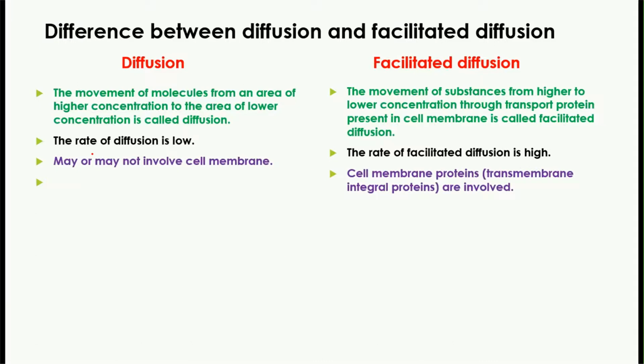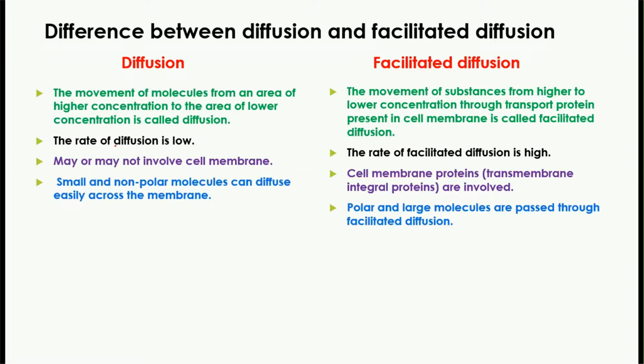The third difference is that it may or may not involve a cell membrane. Like I said in the definition, the cell membrane may be present or it may also be absent. While in the case of facilitated diffusion, cell membrane proteins are involved. The other name for cell membrane proteins is transmembrane integral proteins. So their presence is important for facilitated diffusion.